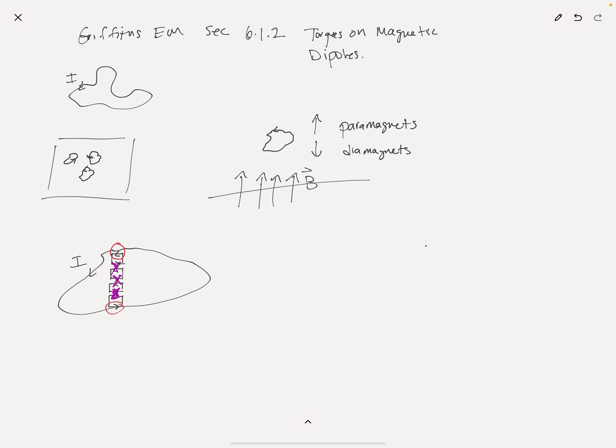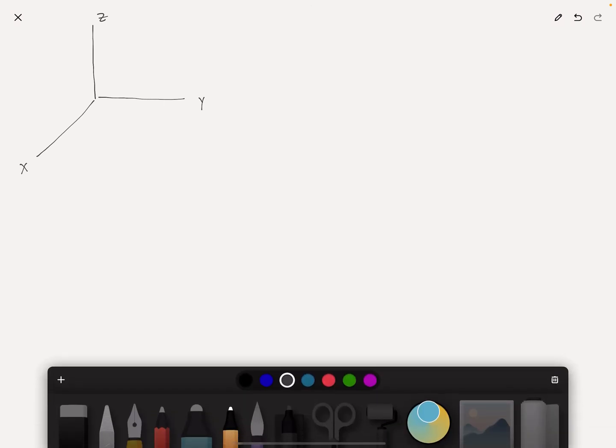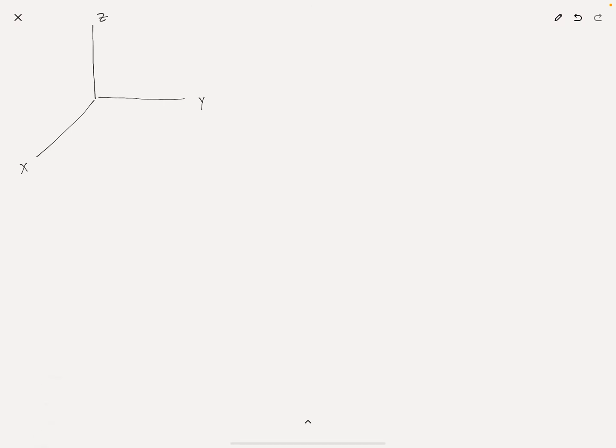So if I can understand what's going on with each of these individual loops, then I can understand how to describe this macroscopic loop. I'm going to draw this loop in two different ways from two different perspectives. First, I'm going to pick my 3D axes right here. Call this X, Y, and Z. I'm going to draw my loop. It's some shape.